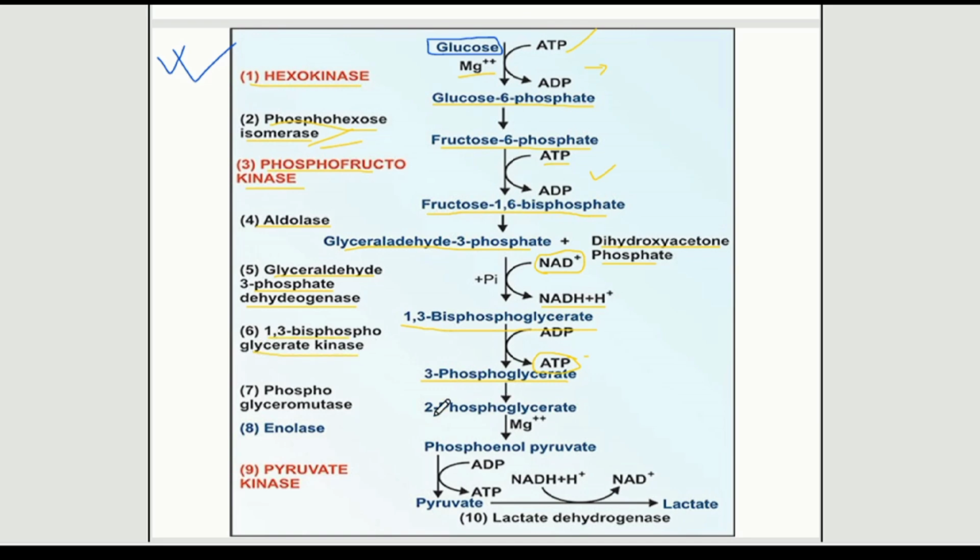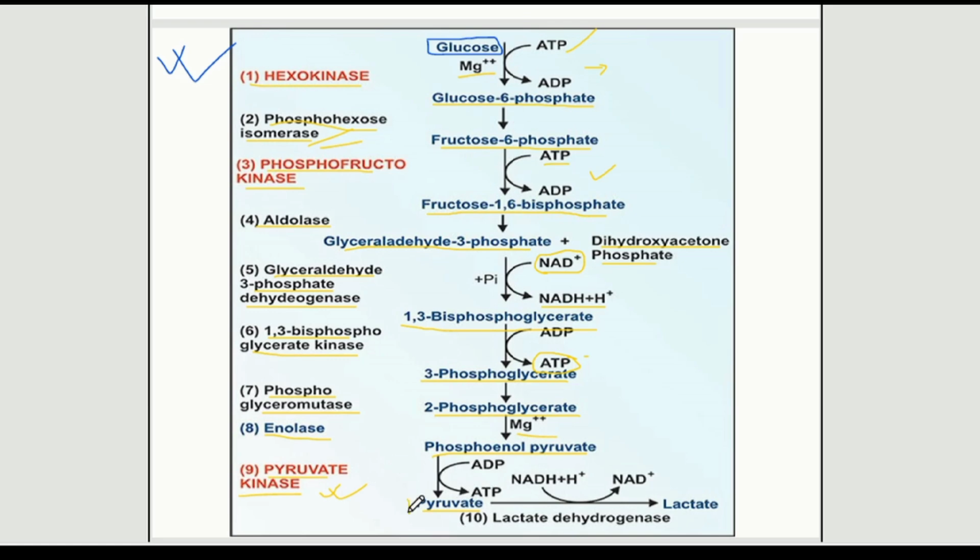3 phosphoglycerate to 2 phosphoglycerate. Just the position of the phosphate is changing here, and the enzyme is phosphoglyceromutase. The next step is 2 phosphoglycerate to phosphoenol pyruvate, and the enzyme is enolase with the help of magnesium ion, Mg2 plus. Phosphoenol pyruvate is converted into pyruvate with the help of pyruvate kinase, and that is another irreversible step.